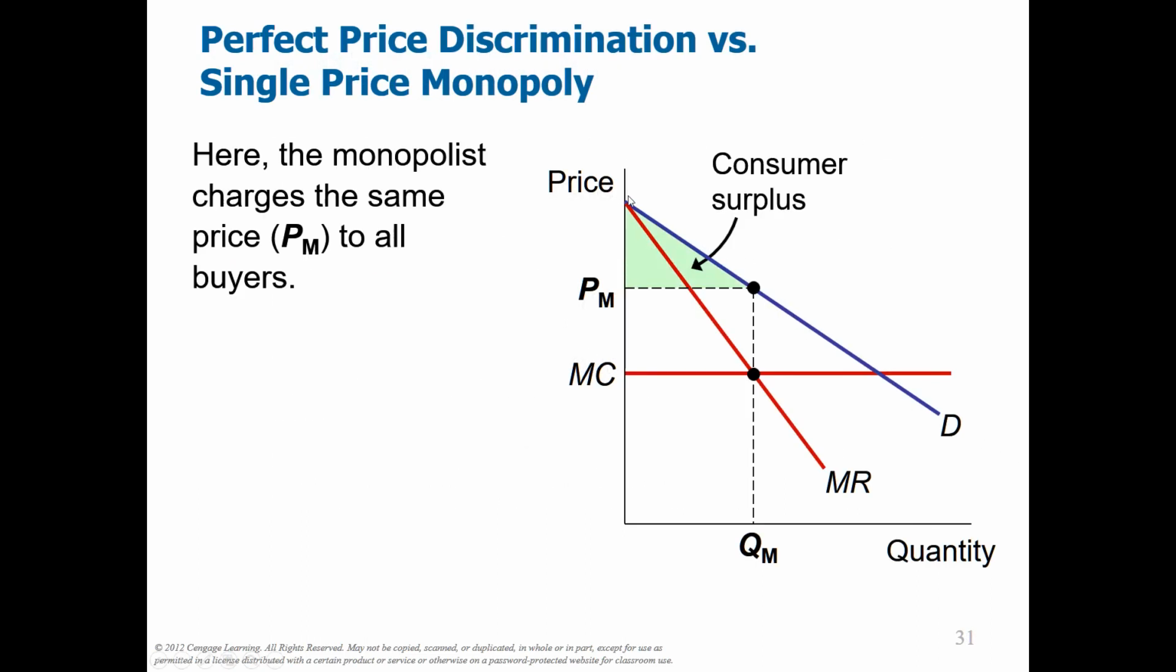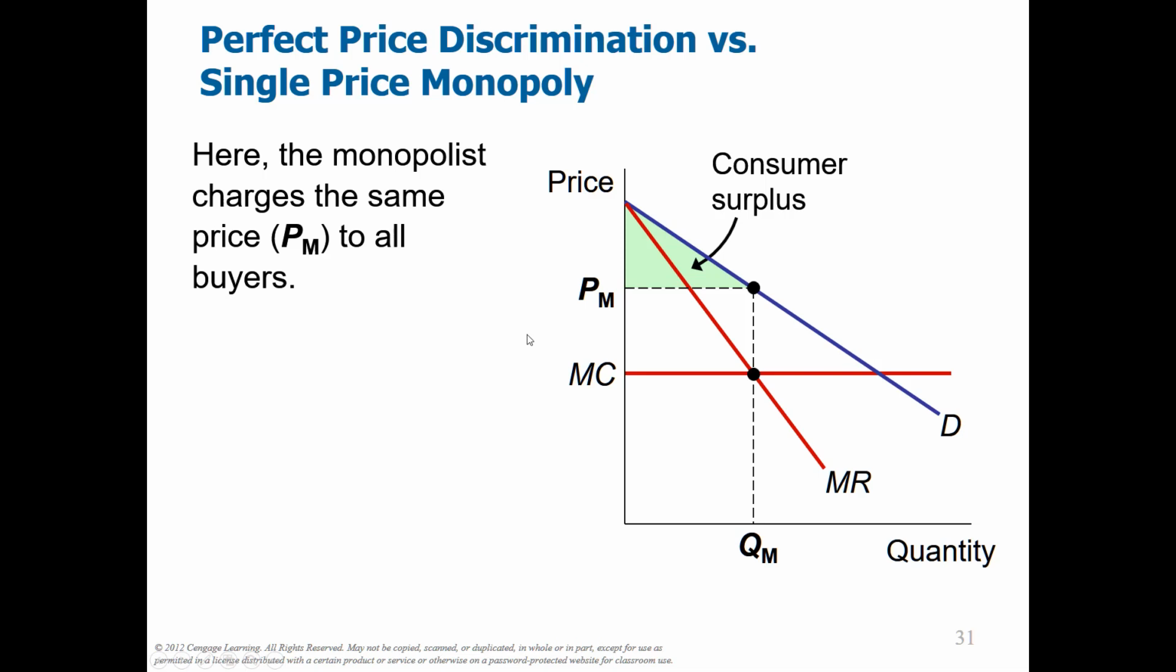Here's the demand curve. Here's the marginal revenue curve. Here's the price that the monopolist charges. Here's the optimal quantity, the quantity where marginal revenue equals marginal cost. To get the price, you go to the demand curve. So the consumer surplus is the area below the demand curve and above the price.